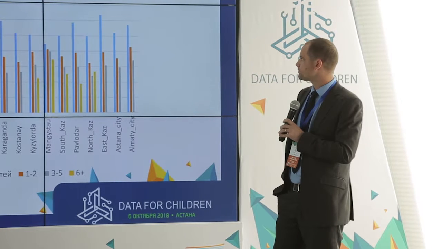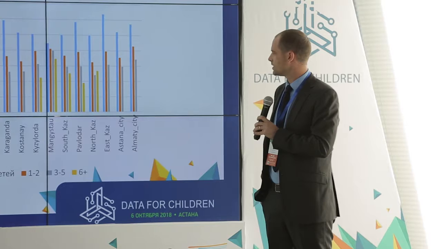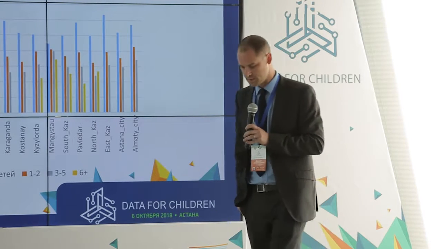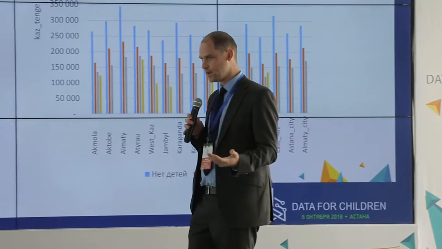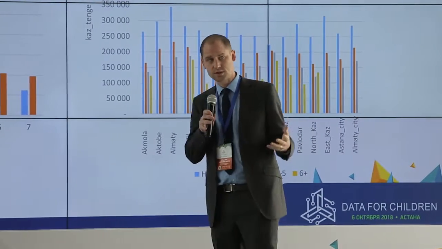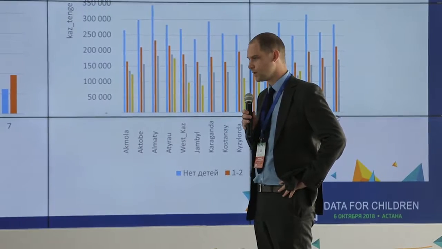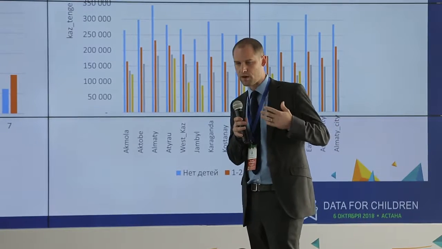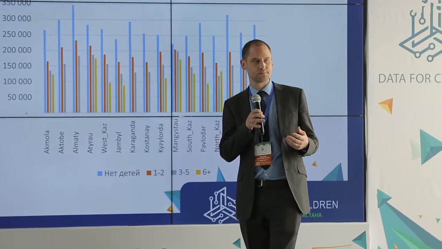So, I'm trying to remember, sorry, what this slide was. I think this is food consumption. The other thing that comes out of analysis of the traditional sources of data in Kazakhstan is that households that struggle with poverty tend to save on the amount of food that they consume.